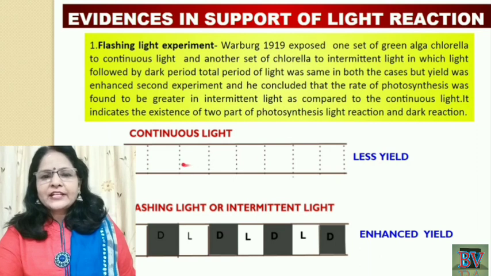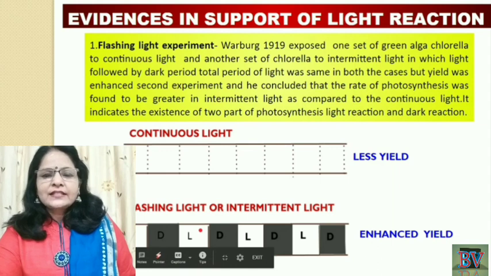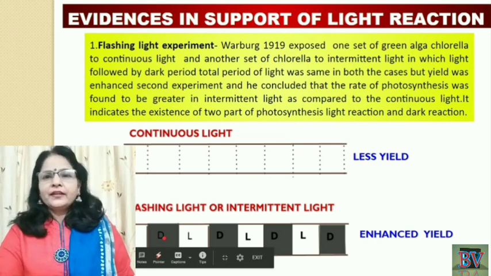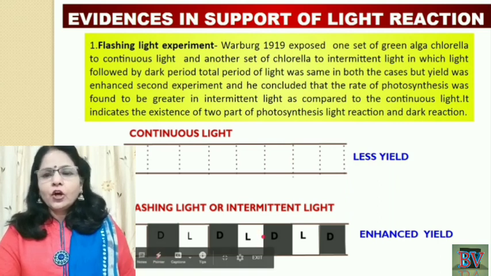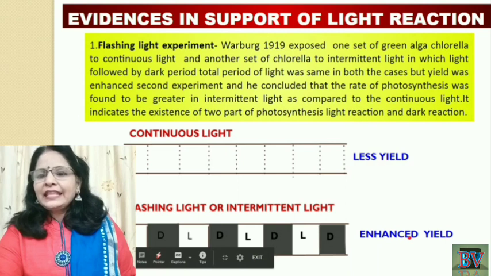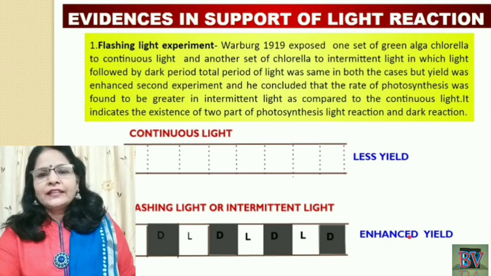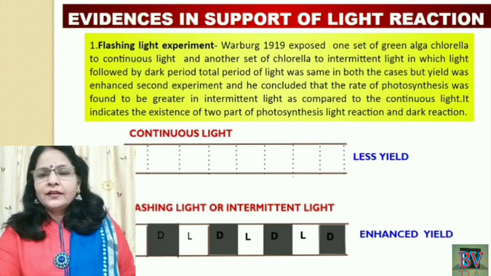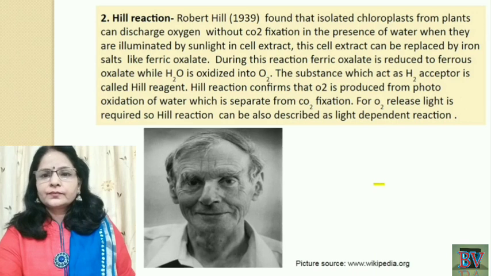This was the first experiment, in which he gave continuous light, and in the second experiment on Chlorella he gave a light period followed by a dark period. So alternating periods of light and dark were given to the Chlorella and he observed the yield was enhanced in the case of intermittent light. So he concluded that there are two steps in photosynthesis, light reaction and dark reaction.